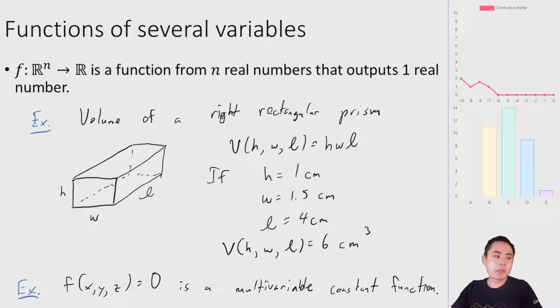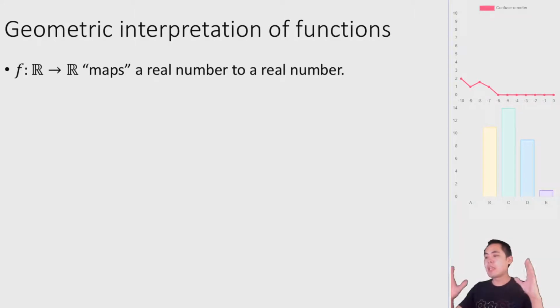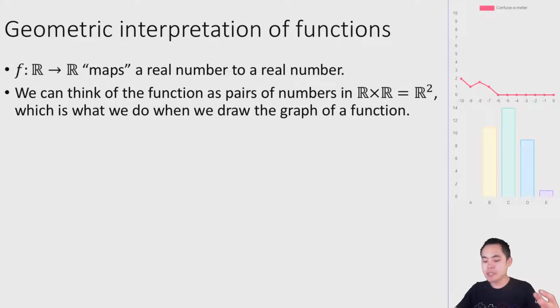Okay, so now we've talked a little bit about these things in general. Let's think about what these things mean geometrically. So what's the geometric interpretation of these things? If you have a function from R to R, it maps a real number to a real number. So we can think of each function as pairs of numbers in R cross R. So these are ordered pairs, right? So you have two real numbers, which is what we do when we draw the graph of a function. So let's remind you all of this.